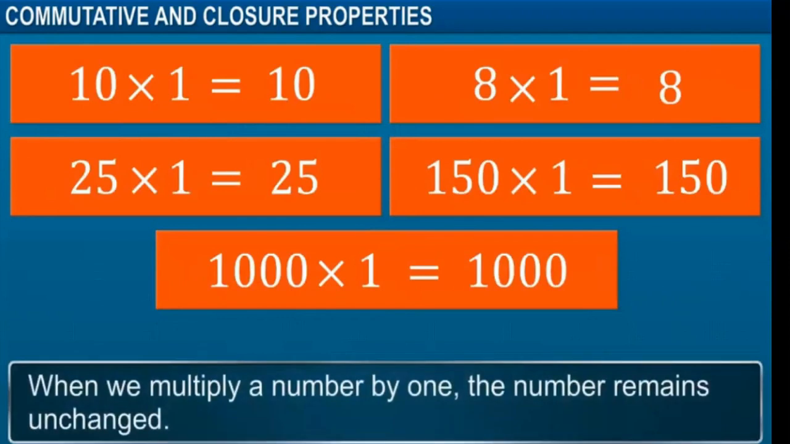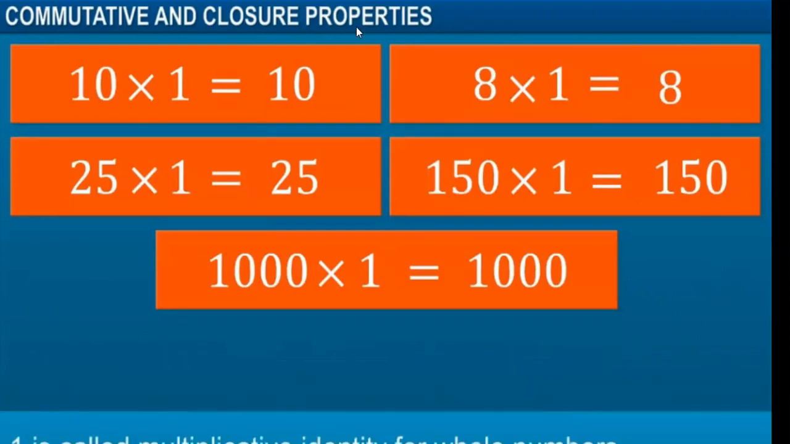When we multiply a number by 1, the number remains unchanged. The multiplicative identity.